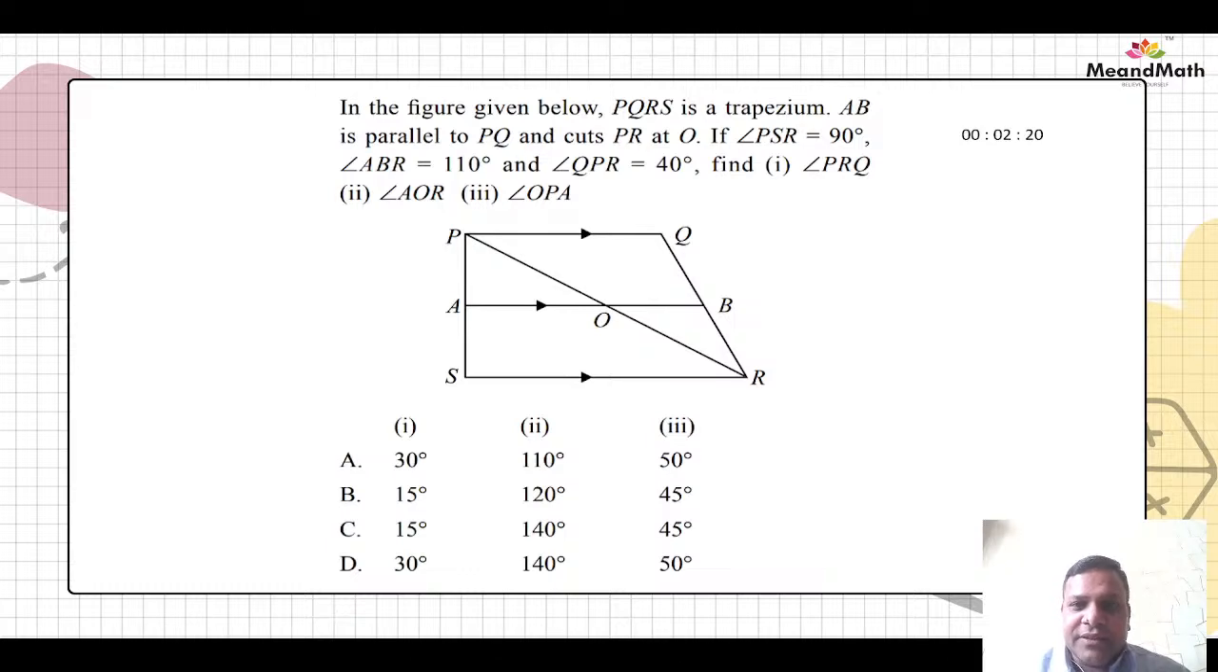In the figure given below, PQRS is the trapezium. AB, PQ, and SR, all three lines are parallel. Angle ABR is given, angle PSR is given, angle QPR is given. Three angles are given, and three angles you have to find. In this question, some calculation is there. You have to use pen and paper to solve this question. I'll give you 2 minutes 20 seconds to solve this. Yes, your time starts now.